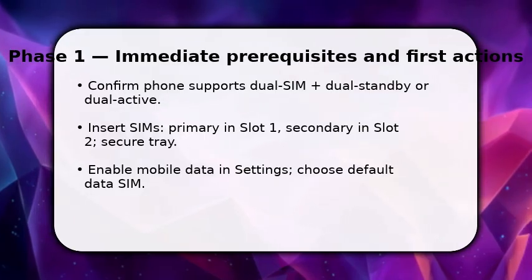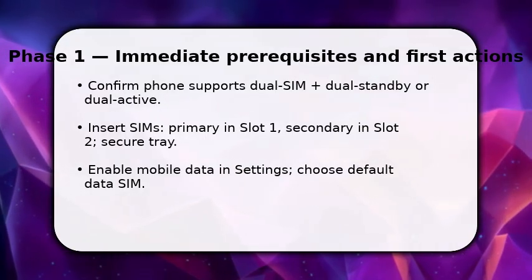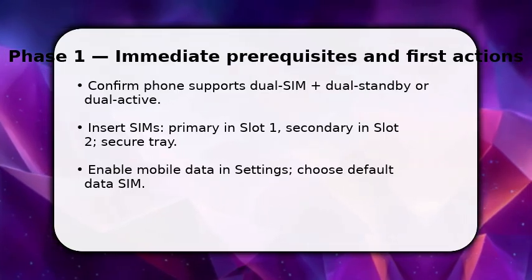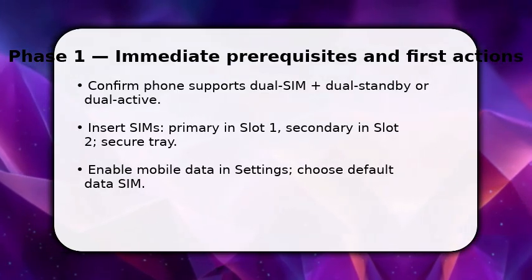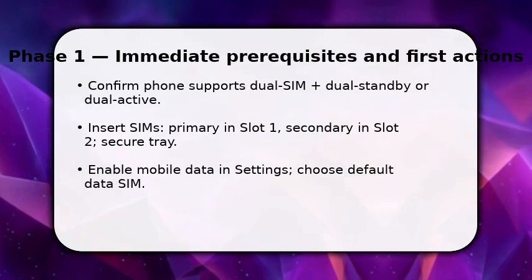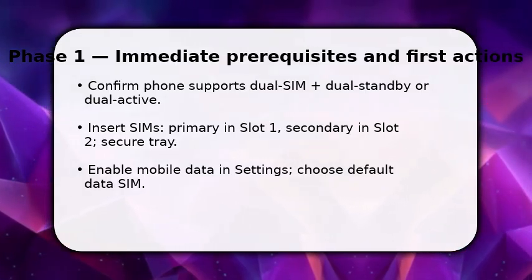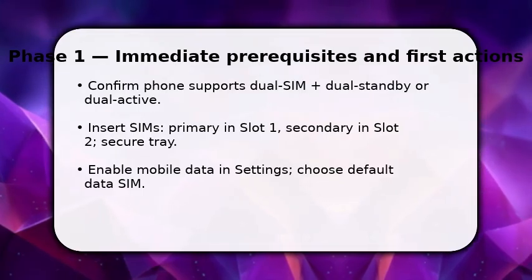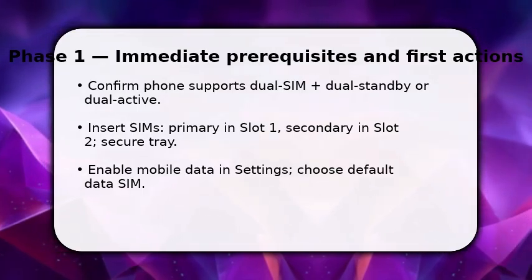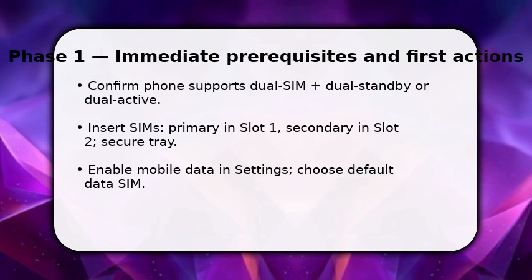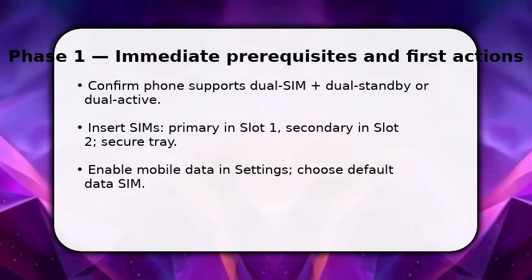Insert the primary SIM into slot 1 and the second SIM into slot 2, then restart the phone to register both networks. Once done, go to Settings, Network, Mobile Data and enable Mobile Data. Make sure to set the default data SIM now, because that determines which operator provides internet when both are active.